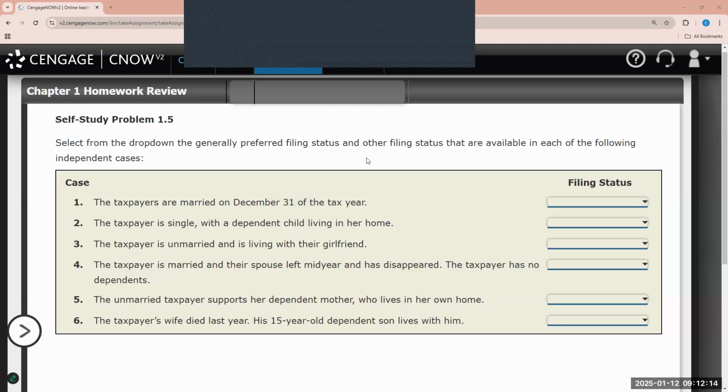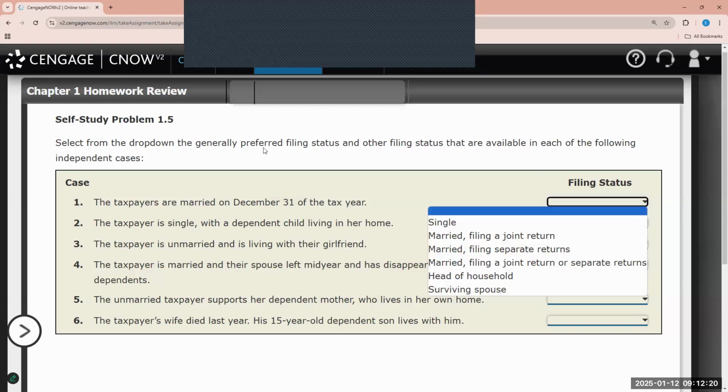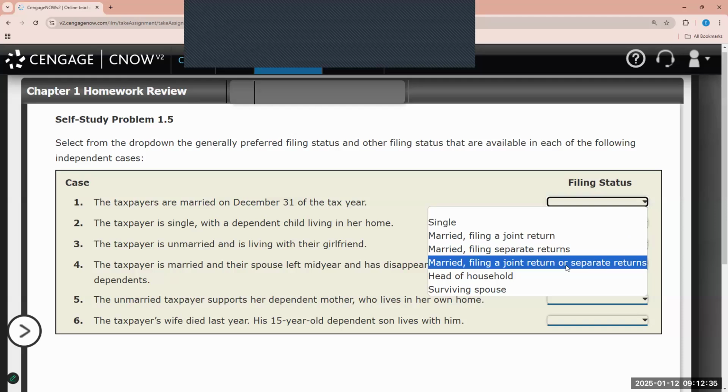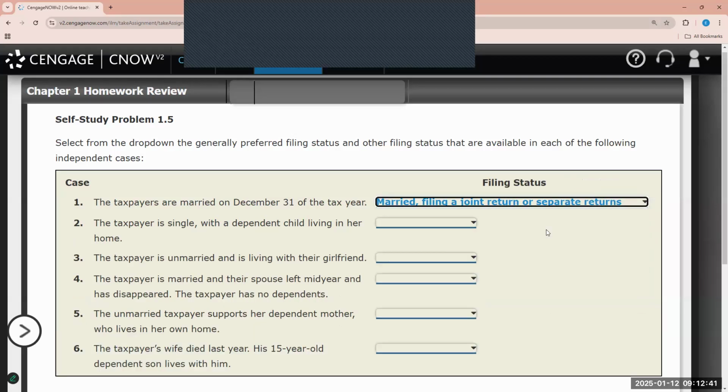So for case one, it says the taxpayers are married on December 31st of the tax year. So keep in mind, it's asking the preferred filing status and other filing statuses that are available. So your first train of thought might be, okay, they're married filing joint. We don't know their situation. They might want to file married filing joint, or they might want to file separate returns. We don't know. So the correct answer would be married, filing a joint return, or separate returns.